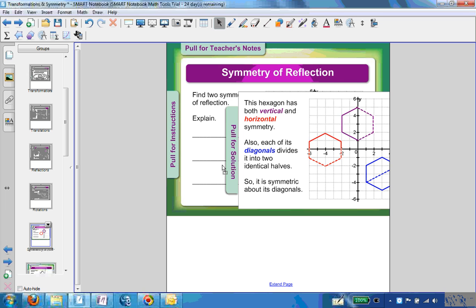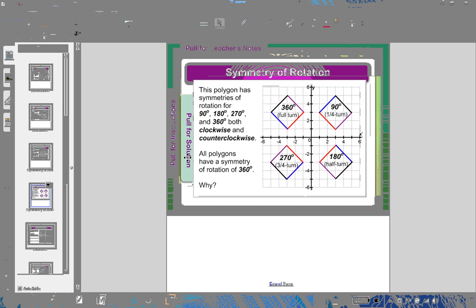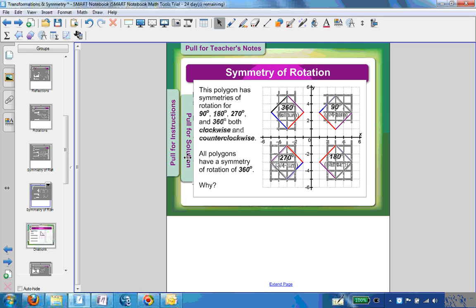Symmetry of rotation. Find two symmetries of rotation. Well, in this figure, we were talking about rotation being usually 90 degrees, 180 degrees, 360 is a full turn, 270 degrees is 3/4 of a turn. So if we were to start with where it says 360 degrees, if we were to turn this 1/4 of a turn, this purple would go from top right to bottom right.